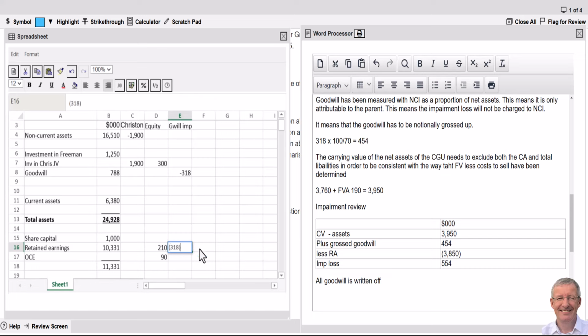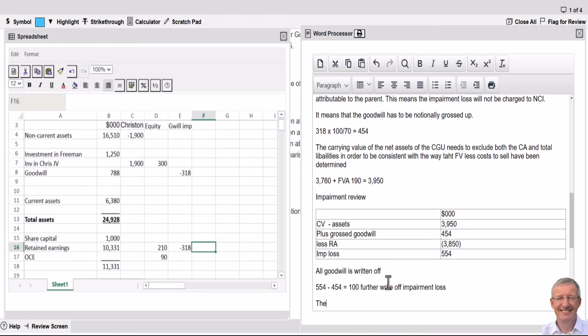And therefore must be a minus number against the retained earnings, and there is no charge to the non-controlling interest. Now, in terms of that 554, what is a little bit weird is that you have allocated 454 of the 554 to the writing off of the goodwill, because that 454 includes the notional NCI. So what we're left with is a further write-off, a further impairment loss, and the further impairment loss that we're dealing with is 100.